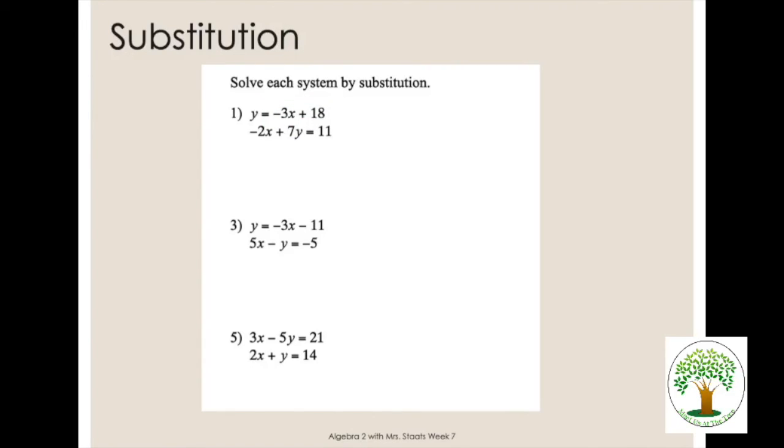So I'm going to bring down this negative 2x. I'm going to bring down the 7, but in the place of the y, I'm going to plug in a negative 3x plus 18, equals 11. We brought down the 2x, we brought down the plus, we brought down the 7. We have the y, now we have the equal and the 11. Does that make sense now? Good job. Okay, please ask me questions. I want to know that you don't understand so I can answer them.